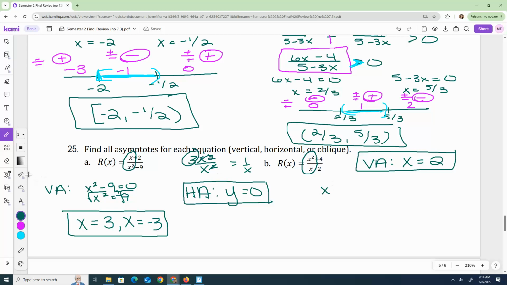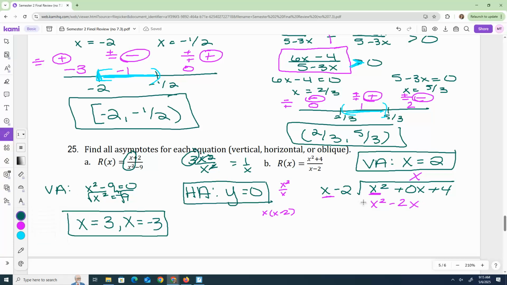So for oblique, we talked about long division. Now thankfully we don't have to do the whole long division, just enough to get the equation of a line, y equals mx plus b. It's like x squared. If you want, you can put a 0x plus 4. So long division is a series of divide, multiply, subtract. So if we divide, what is x squared divided by x? X. Then you multiply. You take x times your x minus 2. And that's x squared minus 2x.